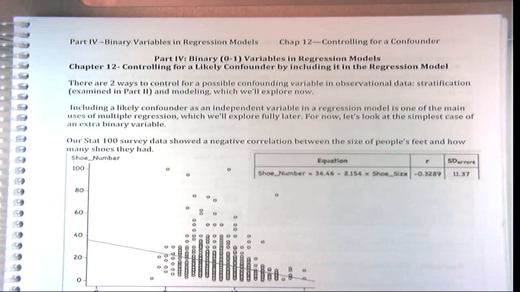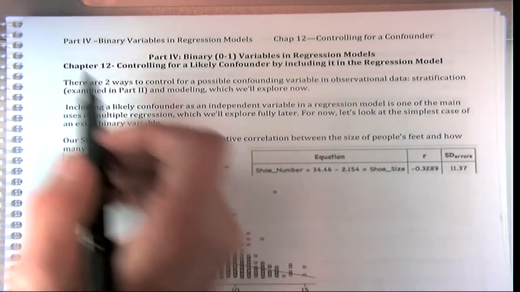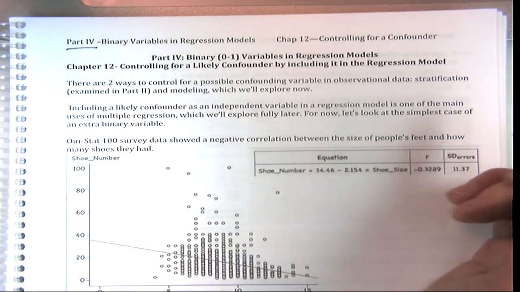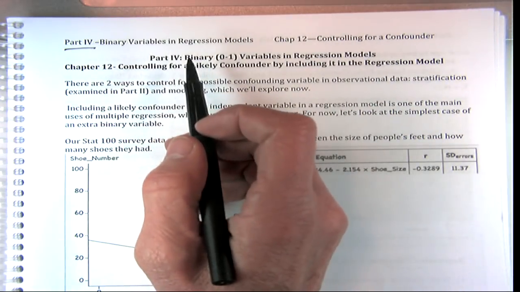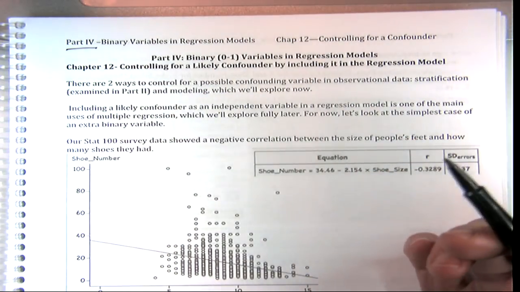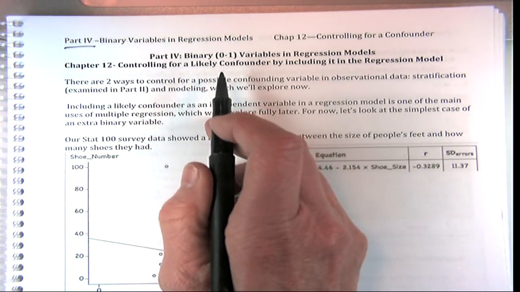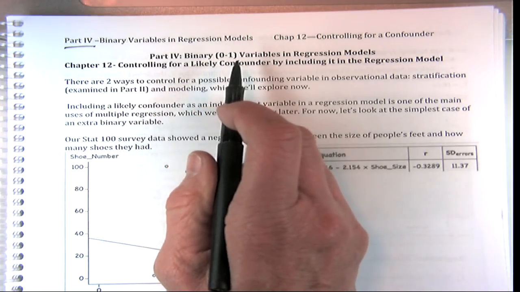Hello, so today we're going to start a new part 4, basically the beginning of multiple regression. It's the simplest case of multiple regression. Remember, multiple regression is adding another predictor variable, another x variable. And the simplest x variable that we can add is a binary 0-1 variable.